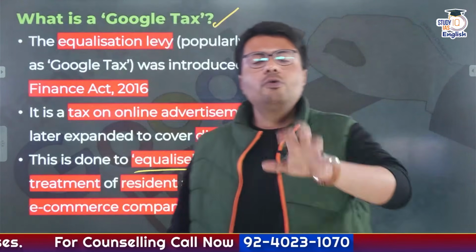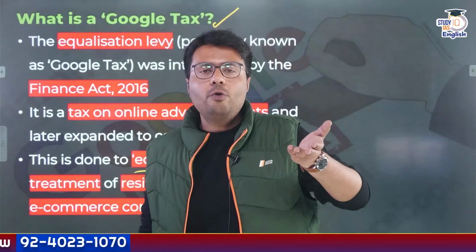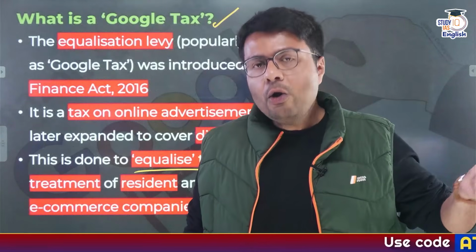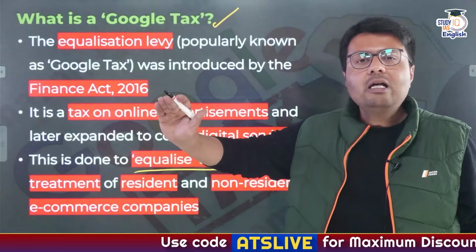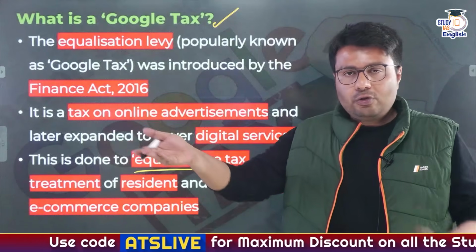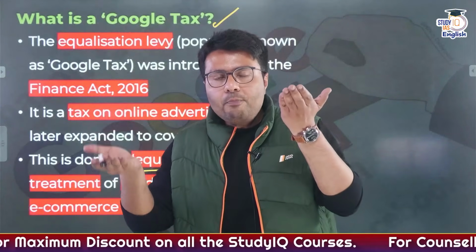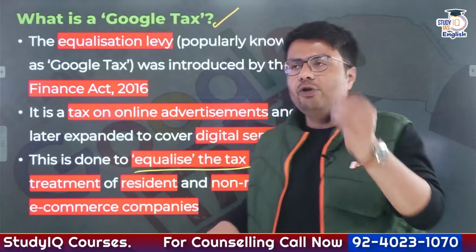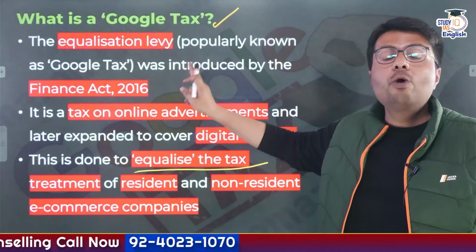Imagine a scenario if this Google tax had not been there. Then a domestic company would have to pay taxes on the income that it makes by delivery of goods and services. On the other hand, a non-resident company would get away by paying taxes, or they would not be required to pay taxes. So this would create a disparity between these two kinds of companies, right? So to bring both of these companies onto an equal pedestal, the government introduced equalization levy, which is also informally called a Google tax.